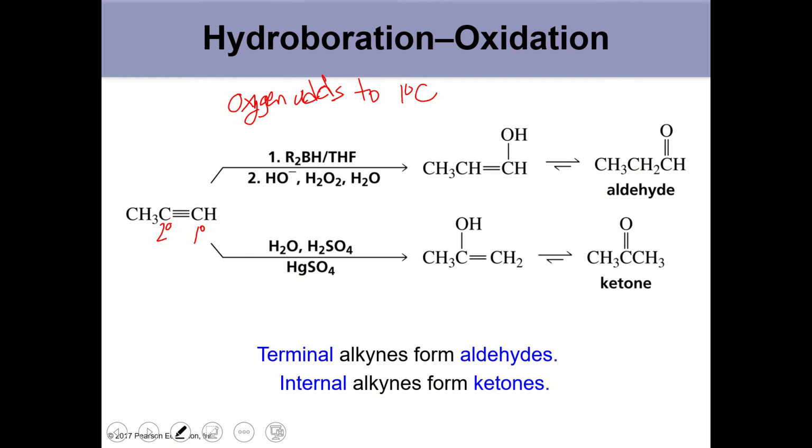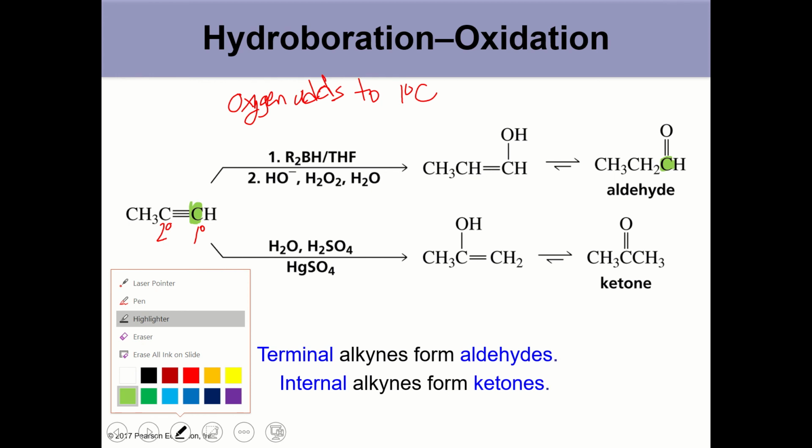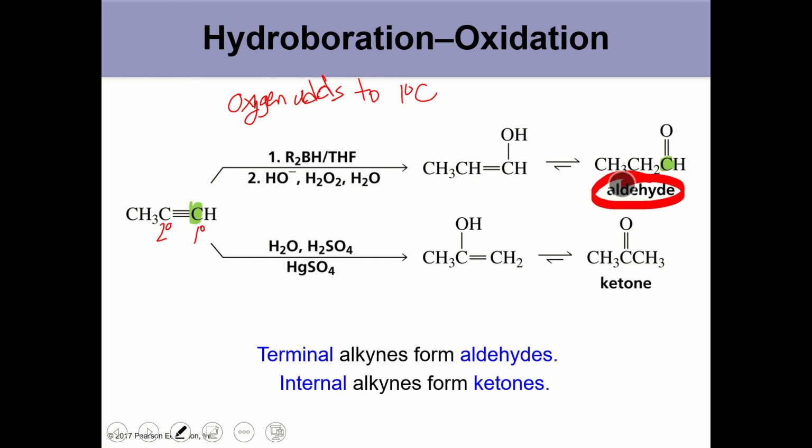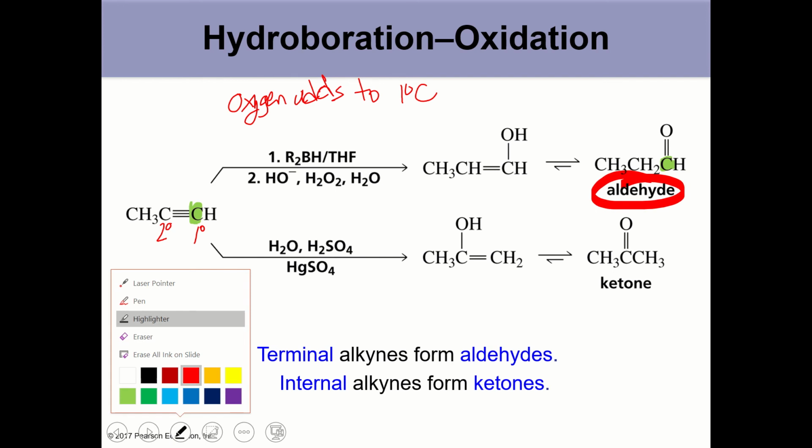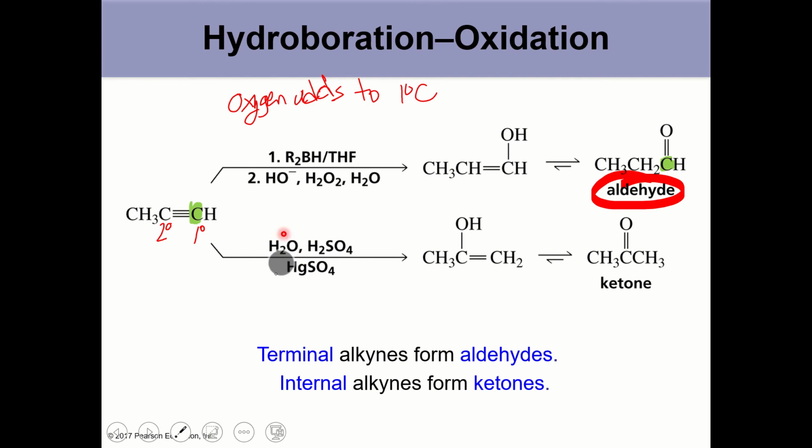So in this case, we're going to take our primary carbon, and in the final product, we're going to add C double bond O at the primary carbon. And this means that instead of forming a ketone, we form an aldehyde. So hydroboration oxidation for a terminal alkyne forms an aldehyde, and acid catalyzed hydration for a terminal alkyne forms a ketone.